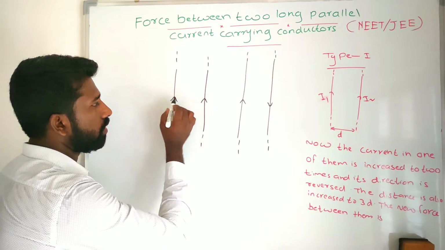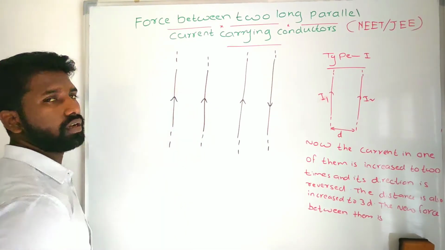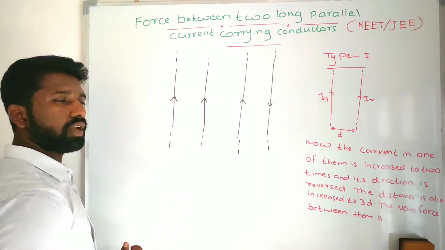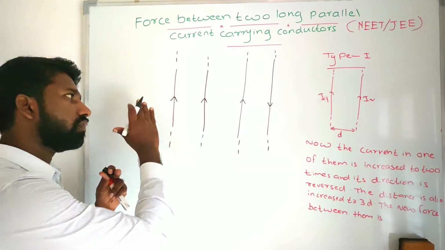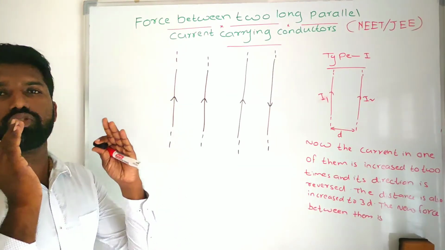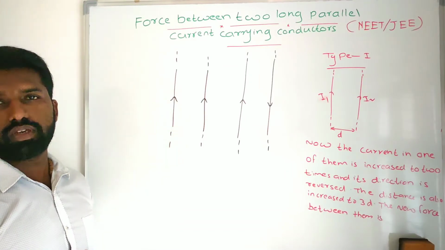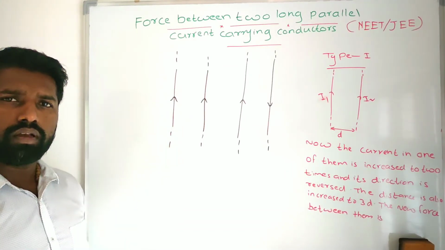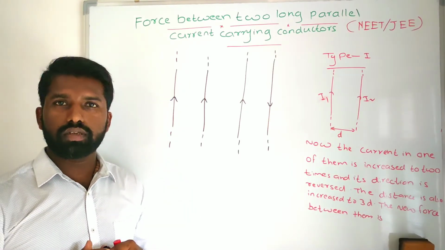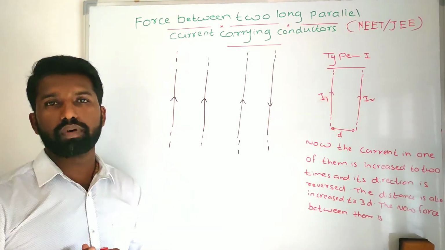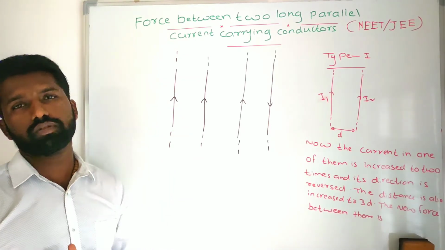There will be a force between them because this current carrying conductor produces a magnetic field and this will also produce a magnetic field. So there will be an interaction between these two magnetic fields, so that a force is experienced. Okay. You may have noticed that electric lines are placed some distance apart. That is to avoid this force.